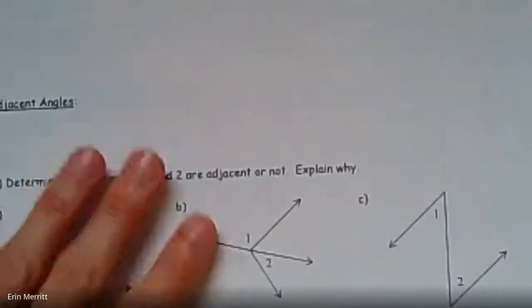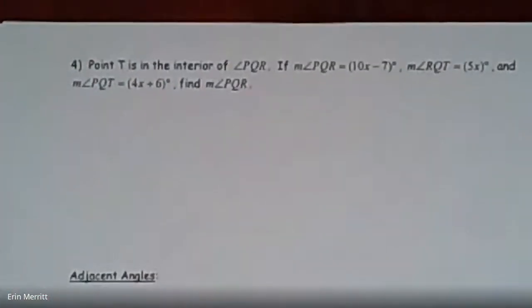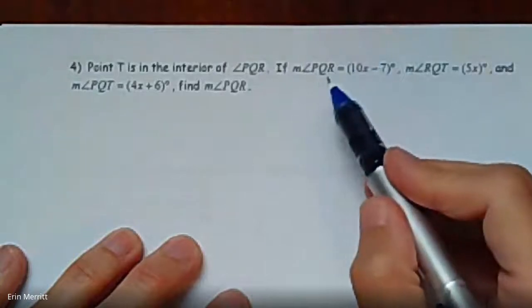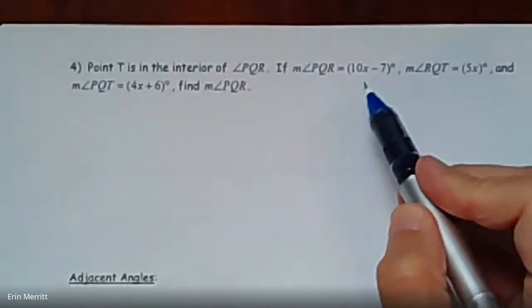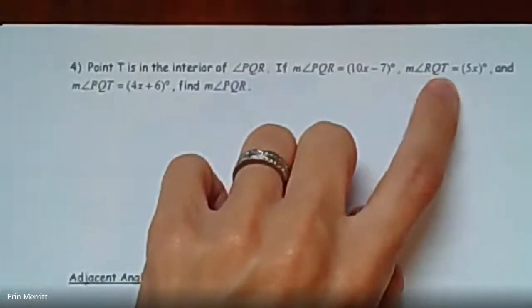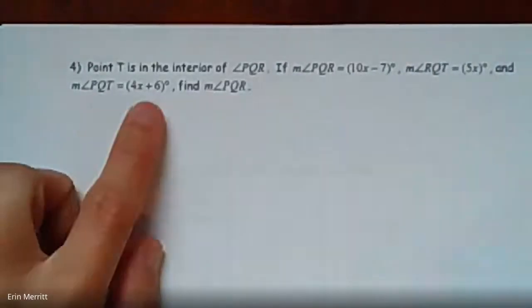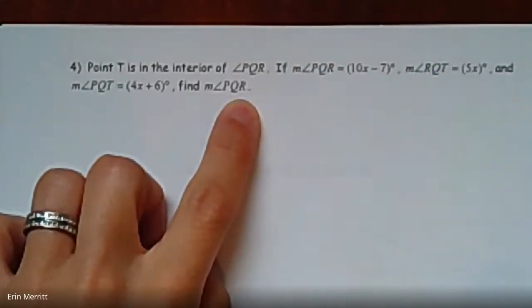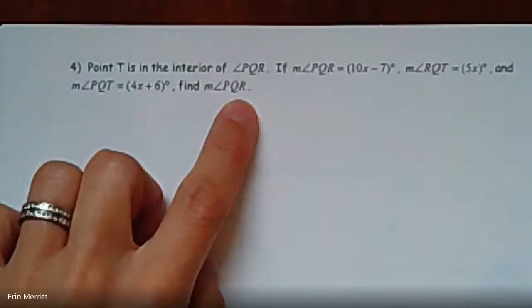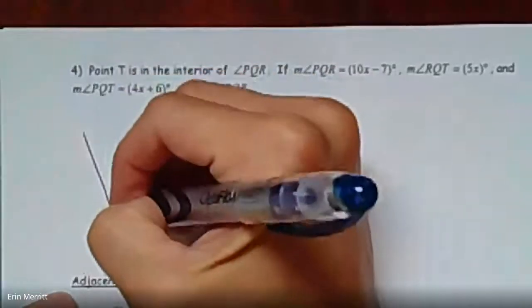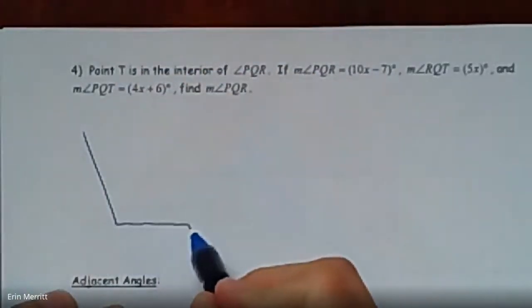We've got point T. Oops, there we go. Point T is in the interior of PQR. The measure of PQR, this time they give us an expression, 10x minus 7 degrees. RQT, 5x degrees, and then PQT, 4x plus 6 degrees. Find PQR. So we really don't know, is it acute, is it obtuse, is it right? If we don't know, then you draw it any way you like. So you can draw it obtuse or you can draw it acute. Maybe just for space's sake, I'll draw it obtuse.